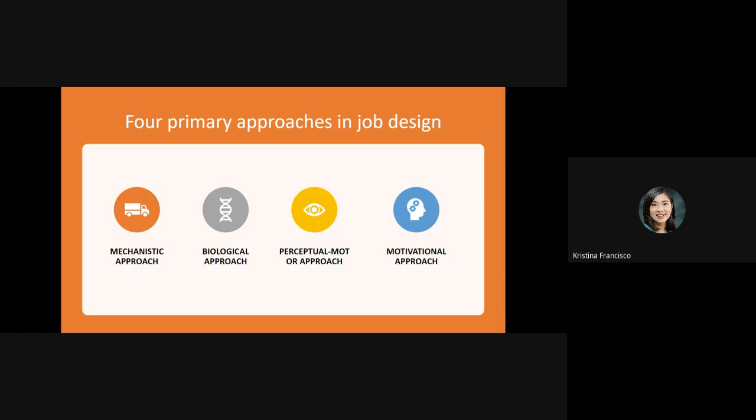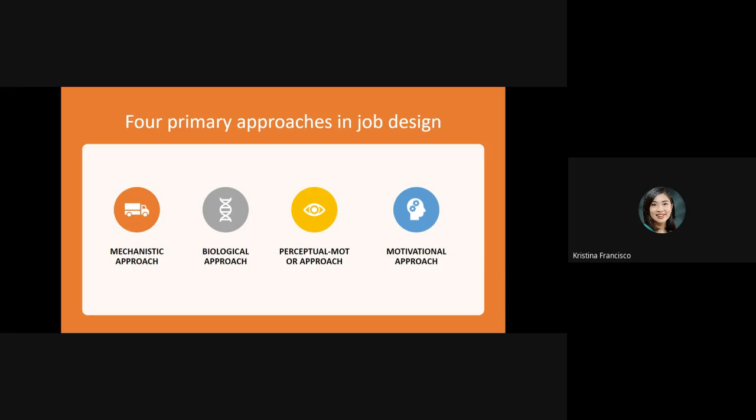Last, for ergonomics and error prevention, the combination of biological approaches and perceptual motor approach. So to design a work environment that is both physically comfortable and minimizes errors, let's have an example in a hospital, wherein a nurse station might be ergonomically designed to reduce physical strain, while color-coded systems for medication dispensing prevent mistakes. So yun mga ganong combinations or approaches.